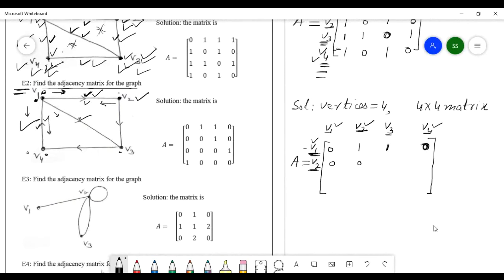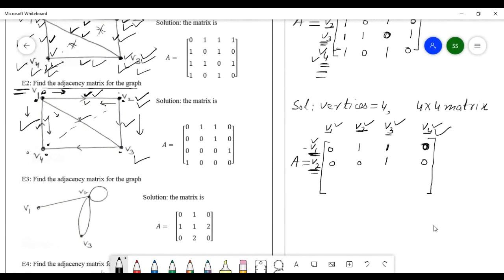And now start from V2 and go to V3, this way. The arrow is the same way, so the edge is present, here 1. Right, and now start from V2 and go to V4. Here no edge is present, so here 0.